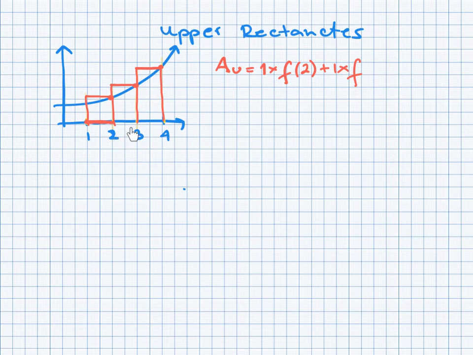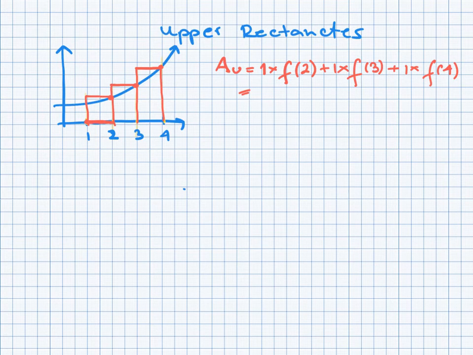It's between 2 and 3. Was it at 2 or at 3? It was at 3. So f of 3. And the last one, you can see, is when x is equal to 4. So 1 times f of 4. Now we can do the same here.